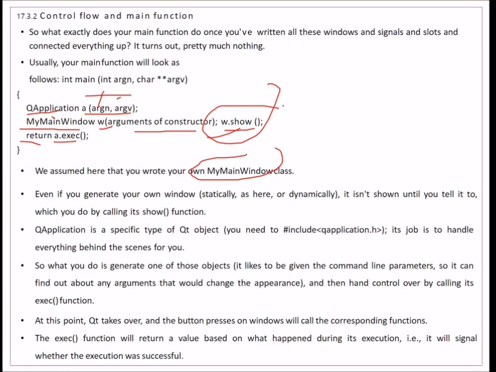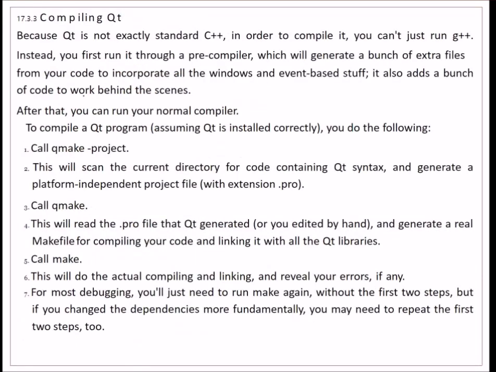QApplication is a specific type of Qt object, and you need to #include QApplication.h above it. Its job is to handle everything behind the scene for you. So what you do is to generate one of these objects and then hand over by calling its executing function, a.exec. At this point, Qt takes over and the button presses on windows will call the corresponding function. This exec function will return a value based on what happened during this execution, and it will signal whether the execution was successful or not.